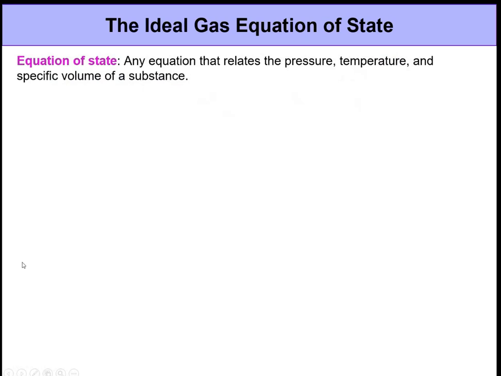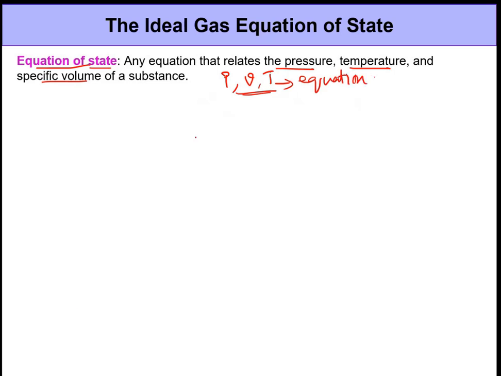So first, when we talk about ideal gas, it is simply an equation of state. Okay, an equation of state simply says that it's an equation that relates pressure, temperature, and specific volume of a substance. So if you have any equation that can relate pressure, volume, and temperature of any given substance, we call that an equation of state.